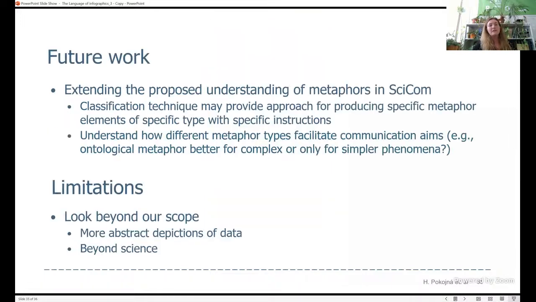So in the future, we would like to extend this proposed understanding of metaphors in scientific communication. We would hope that maybe this paper is going to promote some sort of work towards creating instructions for specific elements within specific metaphor types. We would also like to see whether certain types of metaphors are better at explaining, for example, complex information or simpler information. And of course, our work doesn't go without limitations, so we would like to look beyond our scope of scientific infographics, and maybe look even at more abstract depictions of data.